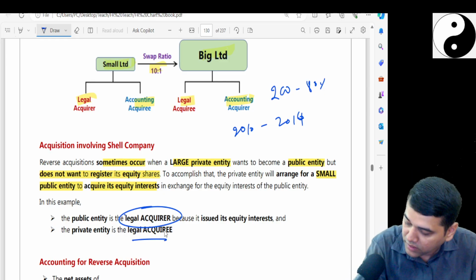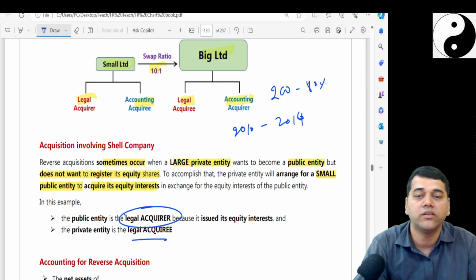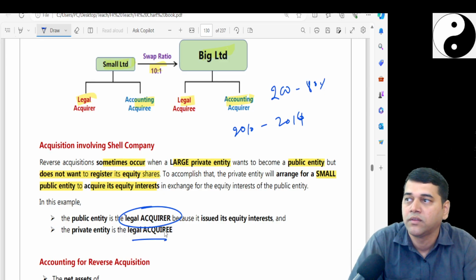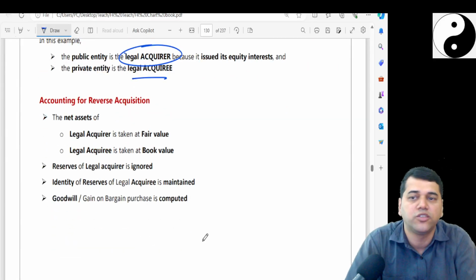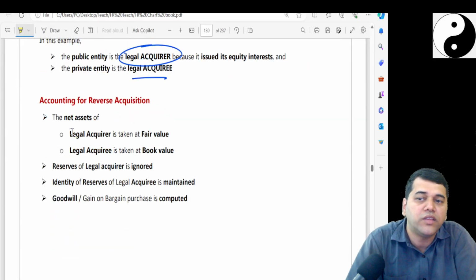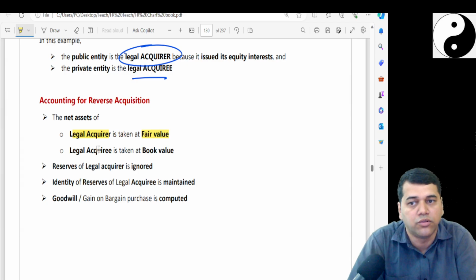Are you very clear about what we mean by reverse acquisition? Yes, the accounting of reverse acquisition is simple. Net assets of the legal acquirer are taken at fair value. Acquiree is taken at book value. Ulta, reverse.